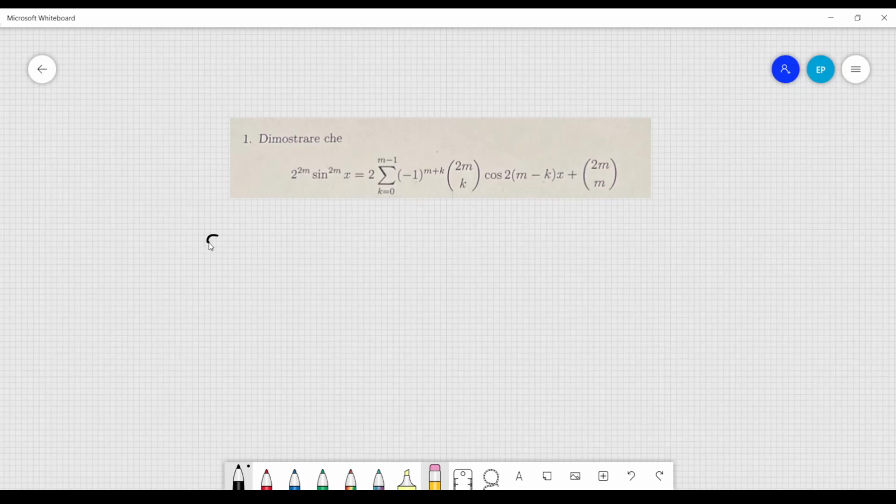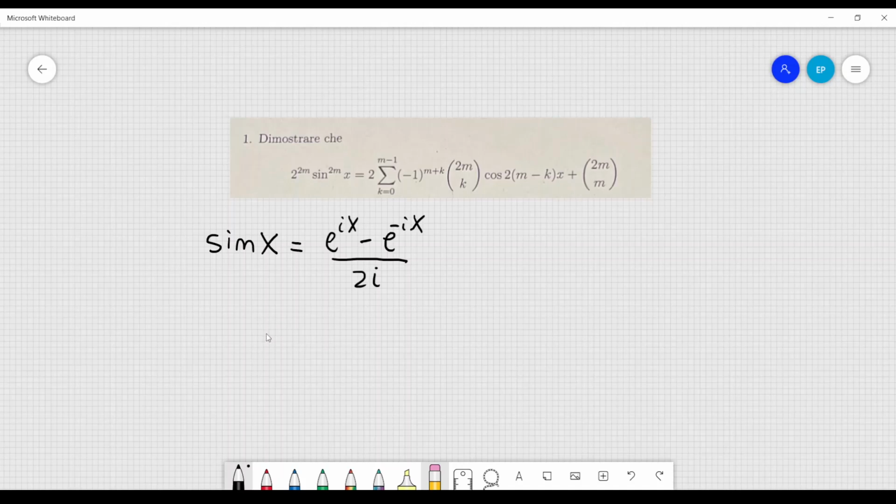So we use the Euler identity for the sine of x, which is e to the ix minus e to the minus ix divided by 2i. And also we make use of the binomial theorem, but we will do it in a few steps. First, this is the equation that we will use. Then we will also use the binomial coefficient.